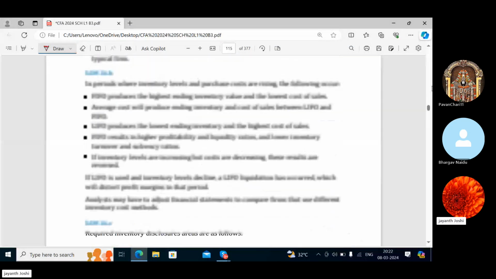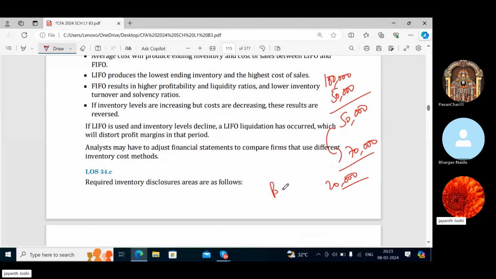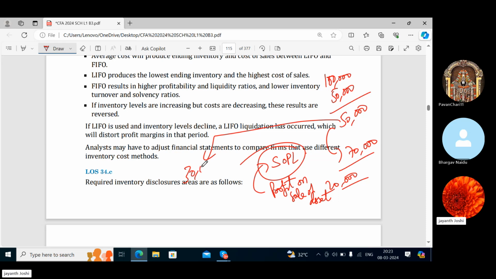Let's say you have bought an asset for $100,000, and the accumulated depreciation is 50,000 for 5 years. Now the asset is worth 50,000 after deducting the depreciation. You are selling the asset for 70,000. You are making a gain of 20,000. This gain is profit on sale of asset, which you will put in the SOPL, and any loss also goes into SOPL. A loss is when a 50,000 asset is sold for 30,000.